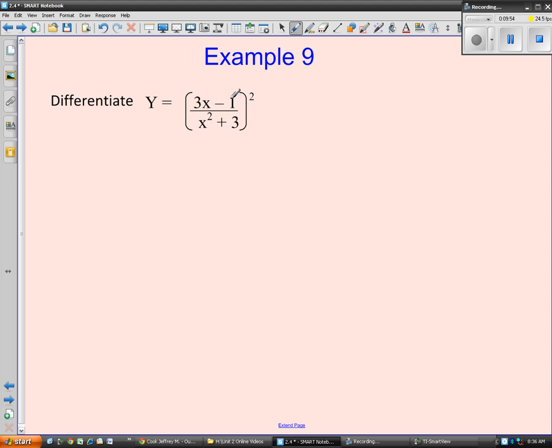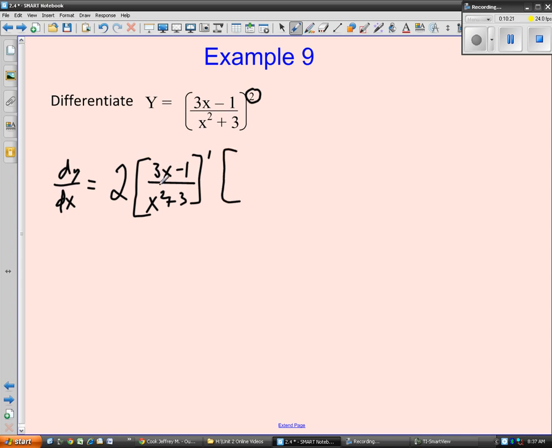So if I'm going to differentiate this, I'm going to say dy over dx. And now when I differentiate the outside, that means this is the outside function, the 2. So it's 2 times the inside function, which is (3x minus 1) over (x squared plus 3), reduced by a power of 1, so there it is. And then I get to multiply by the derivative of this thing, which becomes a quotient rule.